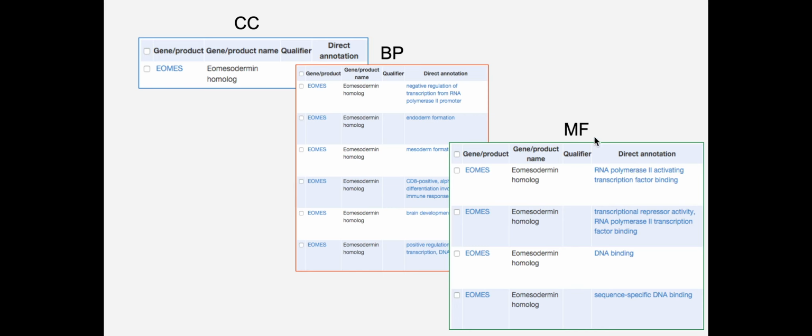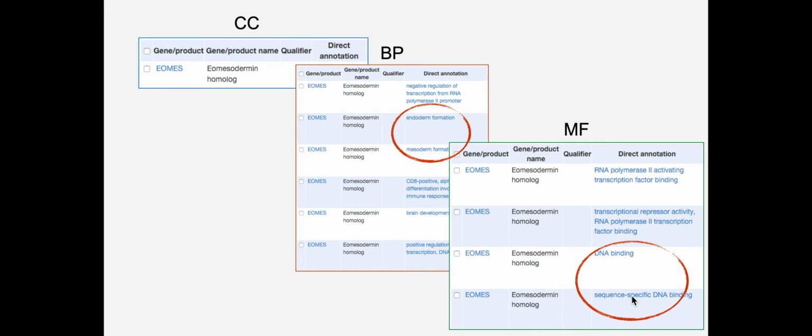Remember, molecular function tells us what molecular events are involved in carrying out these biological processes. So we can see that is DNA binding, sequence-specific DNA binding, RNA Pol2 activating transcription factor binding, etc. And so maybe one thing you've noticed is that there's some terms here that sound a lot alike. DNA binding sounds a heck of a lot like sequence-specific DNA binding.